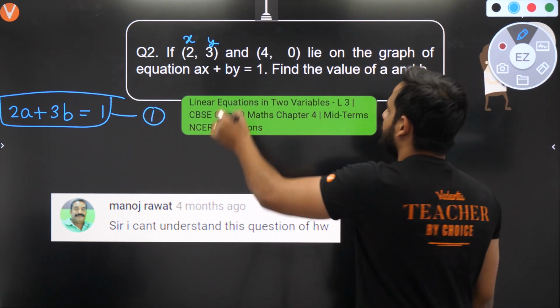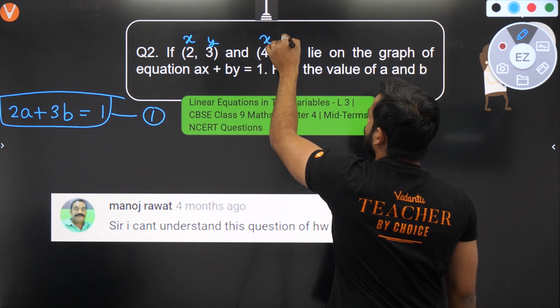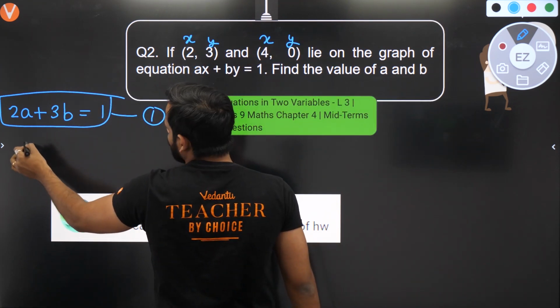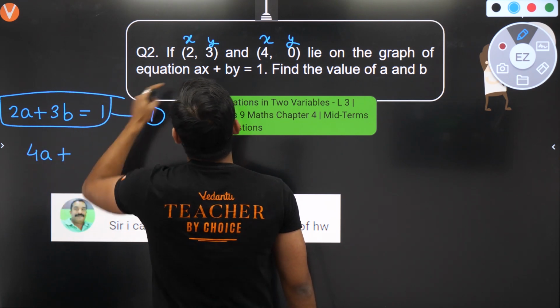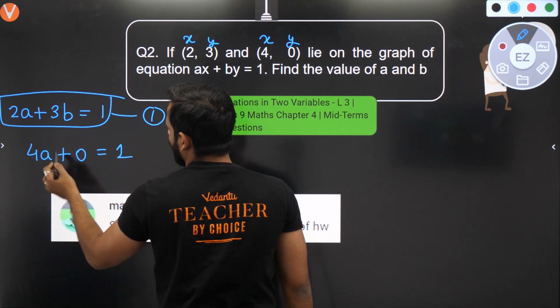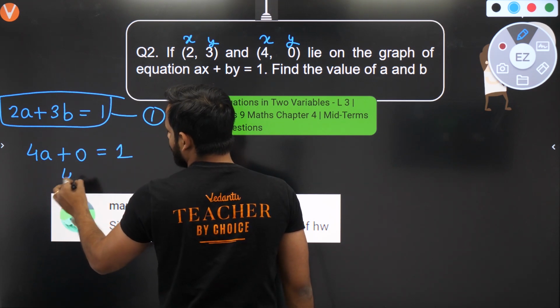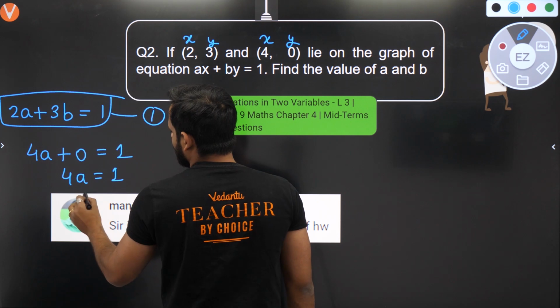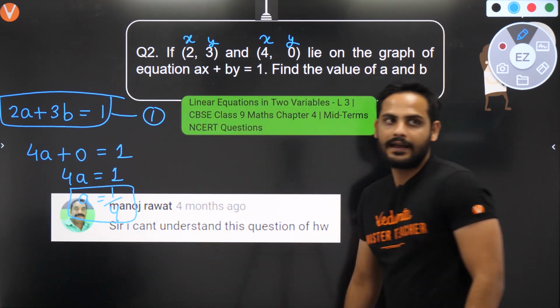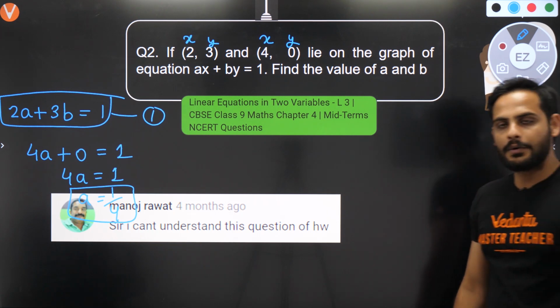(4, 0) is also a solution. So if I put x = 4 and y = 0, this equation will still be satisfied. So 4a + b into 0, which is 0 only, is also equal to 1. So from here, I can say that 4a = 1. That means a = 1/4. Right? I have got the first part, that a = 1/4.